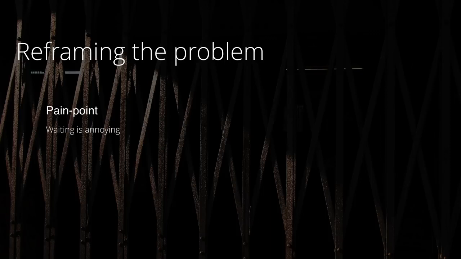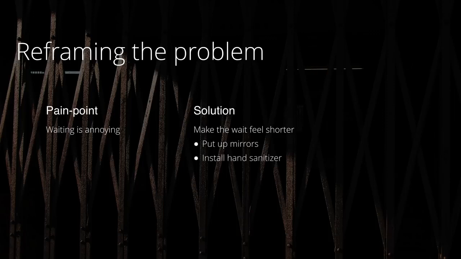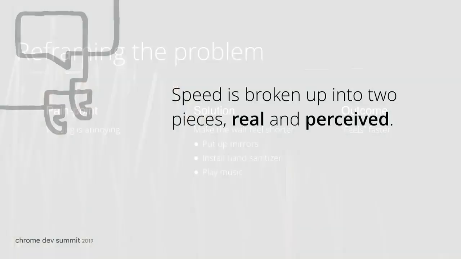So what can we do to actually make the waiting feel shorter? Building managers will put up mirrors, they'll install a hand sanitizer, and perhaps they'll play music. And this distraction technique will actually make the whole experience feel much faster. So reframing the problem can actually help us think about how we can hack things perceptively for the users. Because speed is broken down into two things, real and perceived.